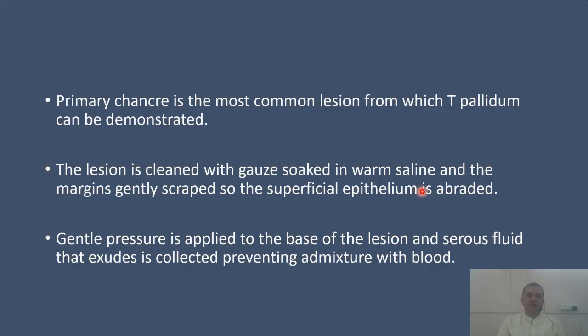In the primary phase, whenever the patient comes, you have to see a primary chancre on the genital region. This is the most common lesion. That lesion has to be cleaned with gauze soaked in warm saline, and the margins are gently scraped so that the superficial epithelium is abraded. Then gentle pressure is applied at the base of the lesion, and the serous fluid that comes out is full of Treponema pallidum.